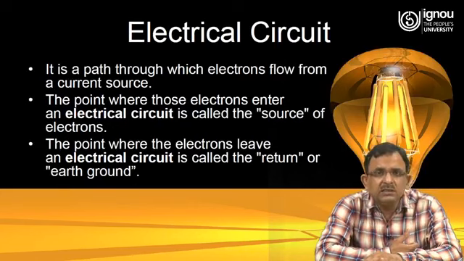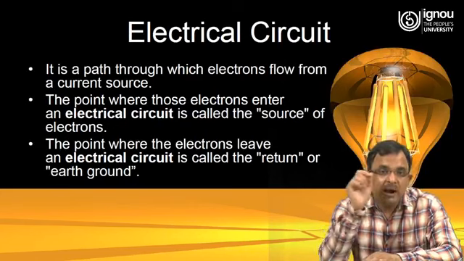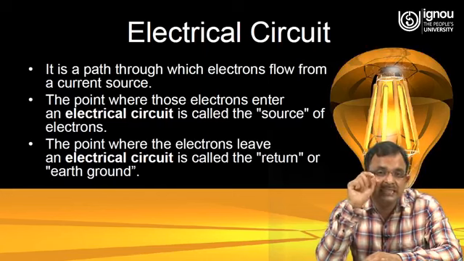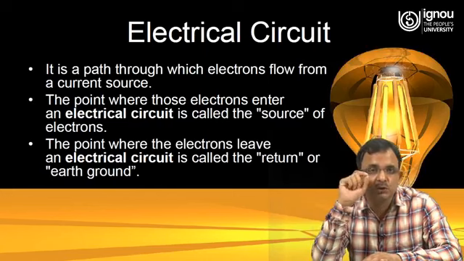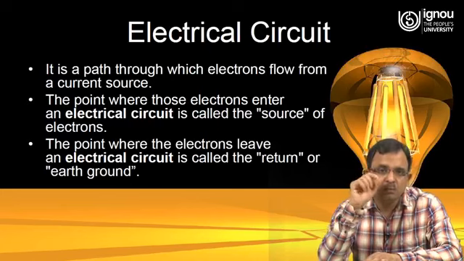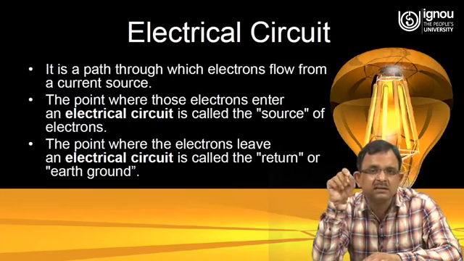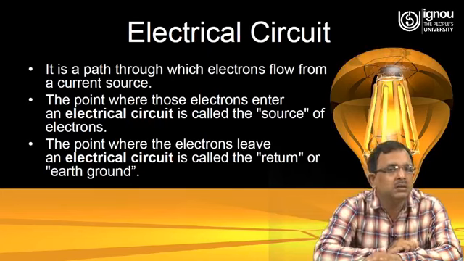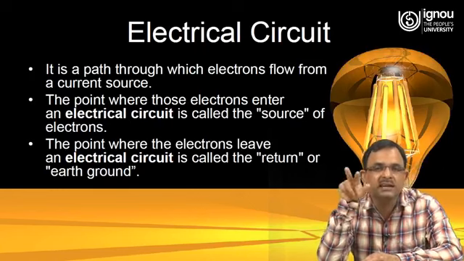So it is basically a path through which electrons flow from a current source, and the point where these electrons enter the electric circuit is called the source of the electrons, and the point from where the electrons leave the electric circuit is called the return or the earth ground. So there are always 2 points in any circuit.